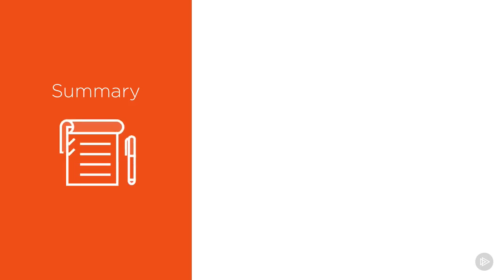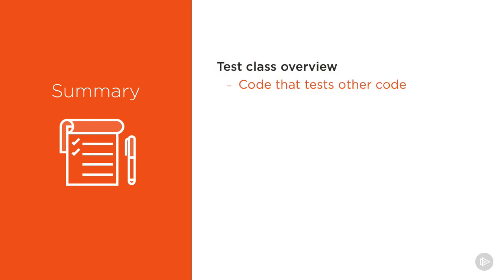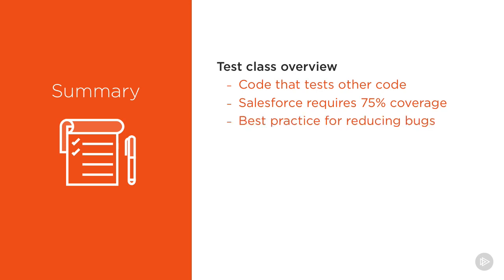Let's recap what we learned during this module. We got an overview of what test classes are and learned that they're simply code that tests other code. To deploy code to a production org, at least 75% of the lines of code need to be run in a test class. Test classes are important not only because they're required, but also because they help reduce the number of bugs in our org.